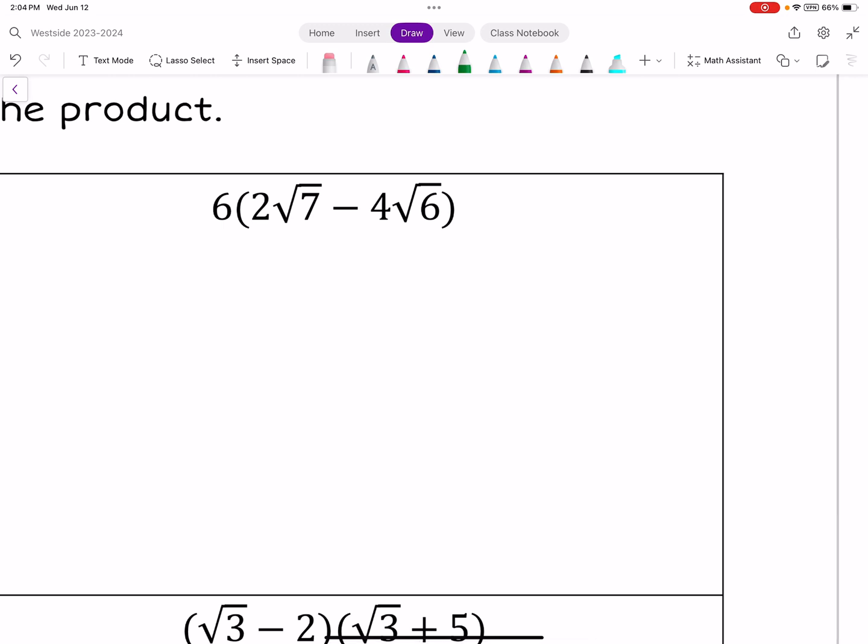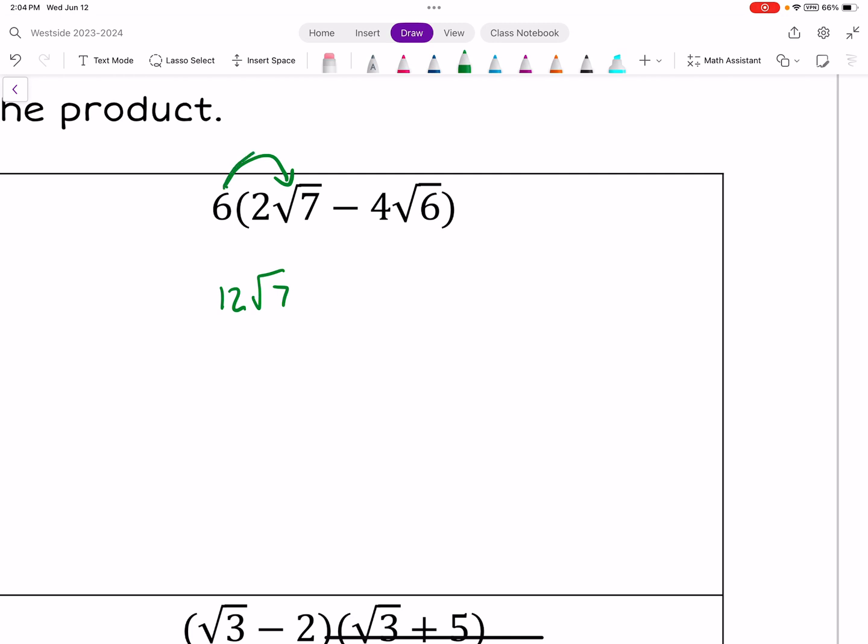Looking at this one, we're going to go 6 times 2 radical 7. So the numbers outside get multiplied. So 6 times 2 is 12. And then that radical 7 has nothing to be multiplied with, so it's 12 radical 7.